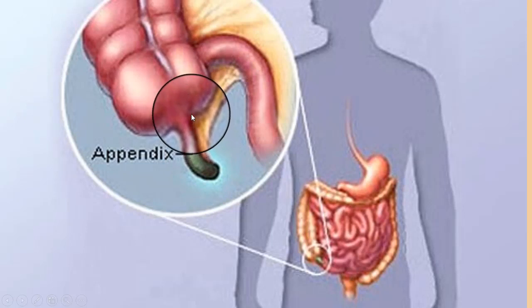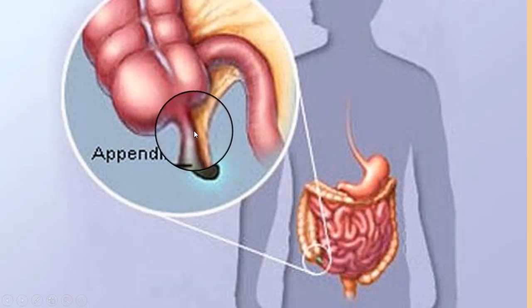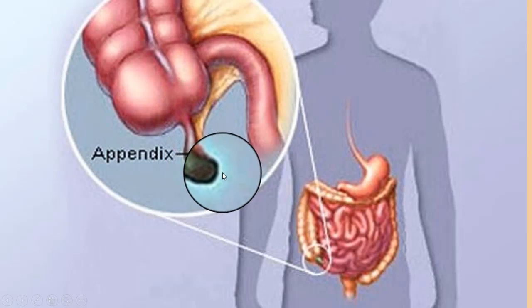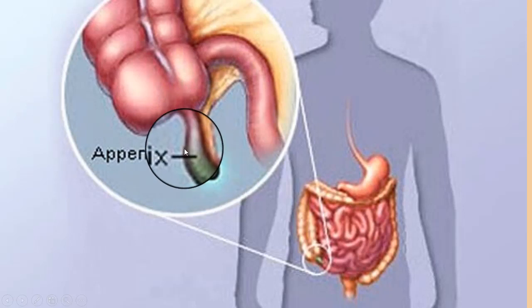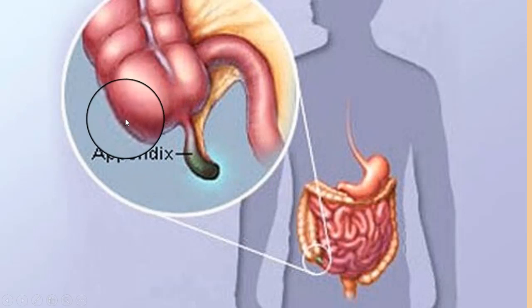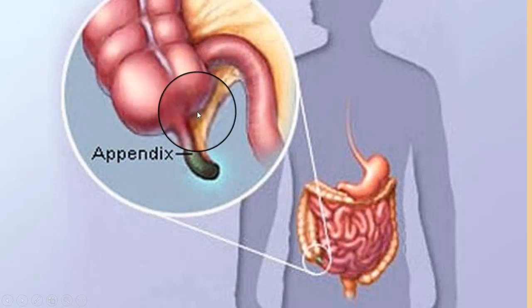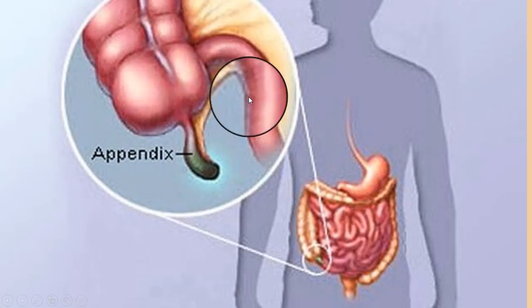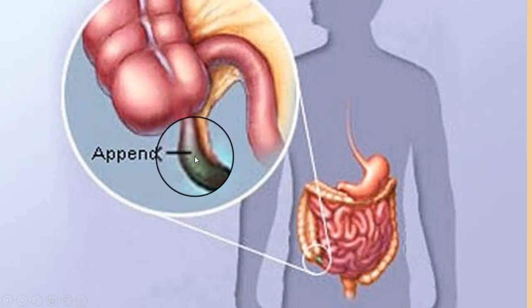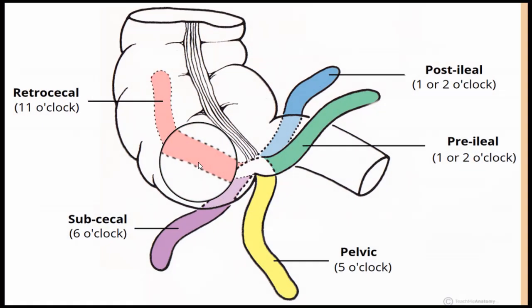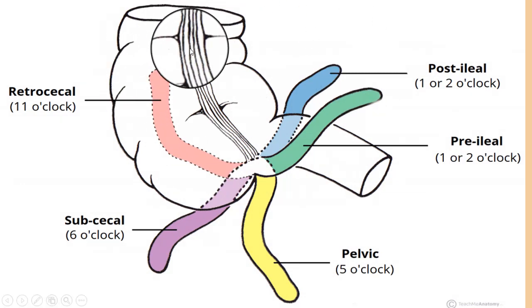The appendix originates from the posterior medial aspect of the cecum, and it is supported by the mesoappendix, a fold of the mesentery which suspends the appendix from the terminal ileum. So this was all about the anatomical location of the appendix. Now we will discuss the positions of the free end of the appendix.